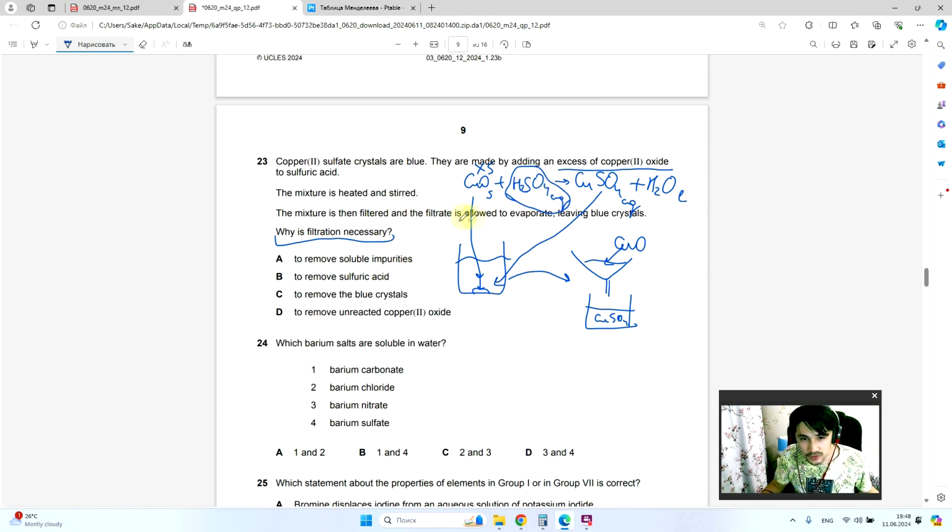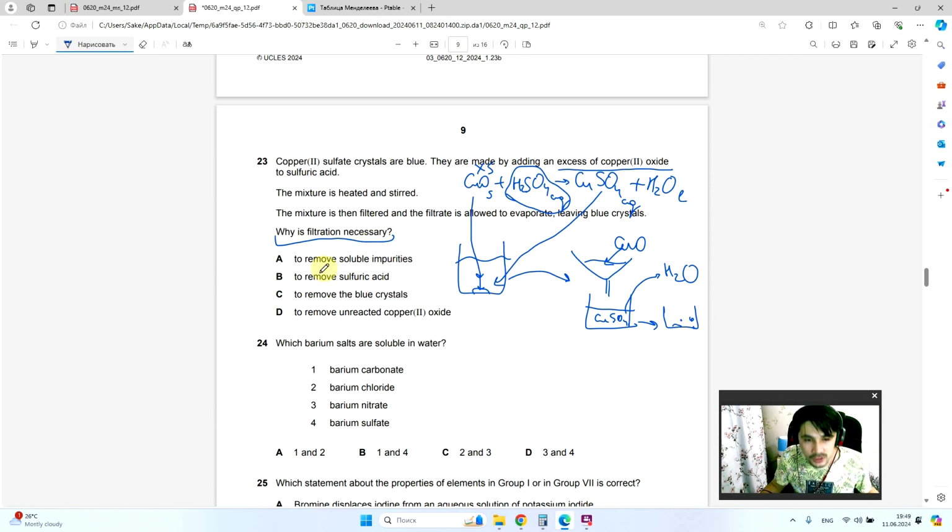The mixture is filtered, and the filtrate is allowed to evaporate, leaving blue crystals. So after some time, some amount of water goes off due to evaporation, and this results in crystallization. So after some time, you'll have some crystals of copper sulfate.